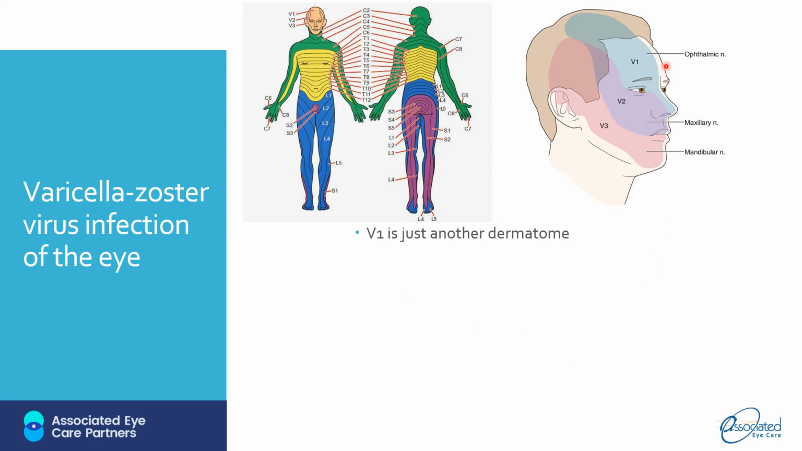So here's a blow-up of the eye. V1 goes to the tip of the nose, and the branch that goes to the tip of the nose and inside the mucosa is the nasociliary branch of V1, which also goes to the eye. So the idea is if you have a problem at the tip of the nose, that's called Hutchinson's sign, you're more likely to have problems with the eye.